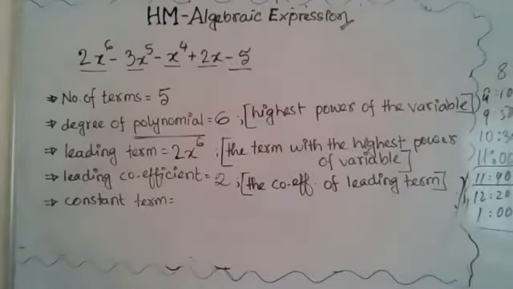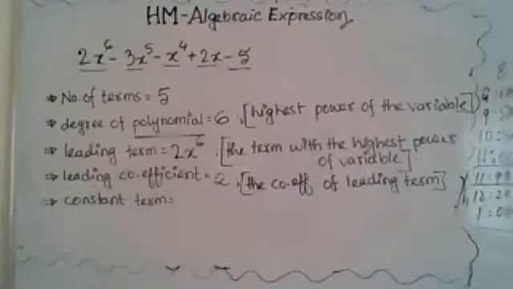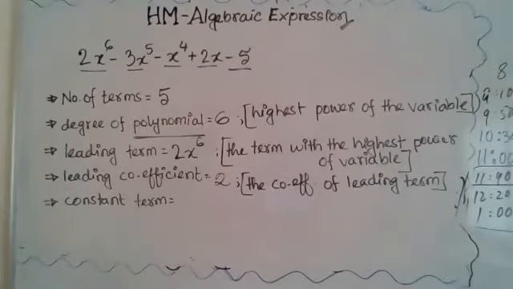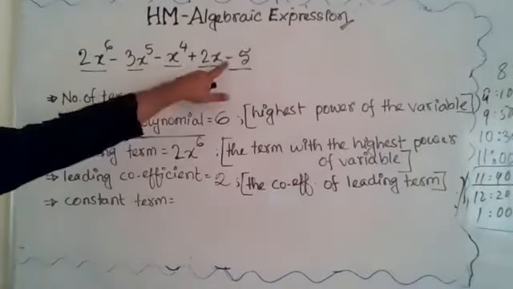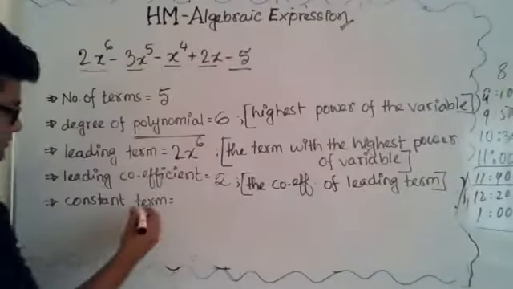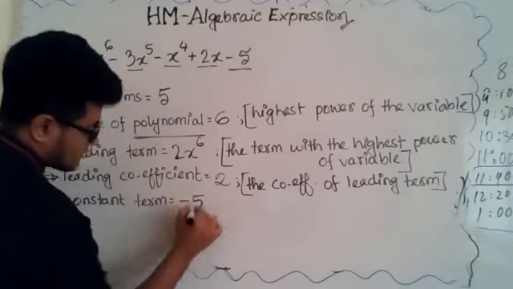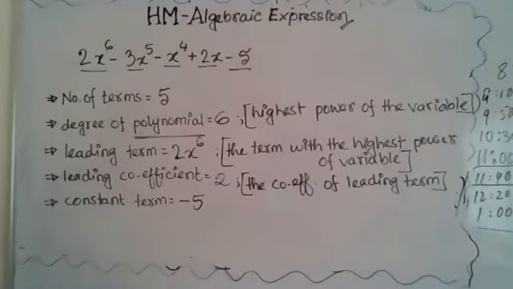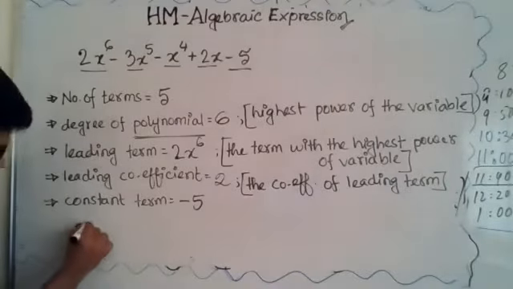Now constant term. Which one will be the constant term? Somebody said 5. Who said 5? -5. I told you, you must take into consideration this sign. So the constant term will be -5. Please do not forget about the sign. I will write it with so many stars here.